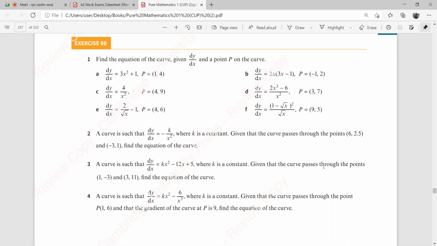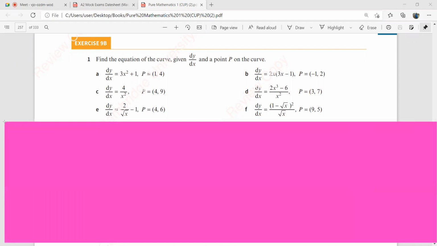Okay? So similarly, now we have the very first application of integration. It is to get back the equation of the curve that you had before that differentiation took place. Okay, so let's learn that.